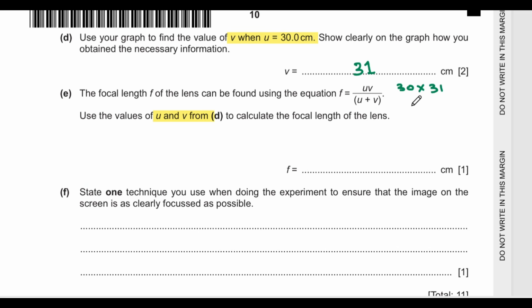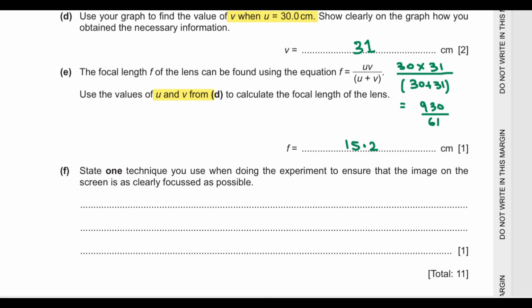U is 30 and v is 31. So I am plugging in the values of u and v. 30 times 31 is 930 and 30 plus 31 is 61. Dividing both values, the focal length would be 15.2 centimeter.